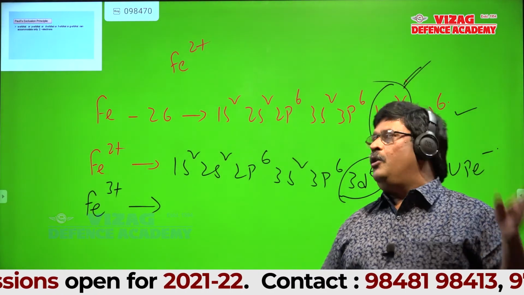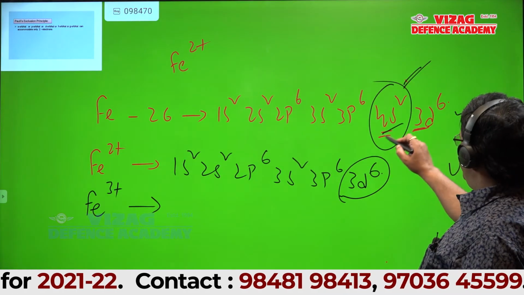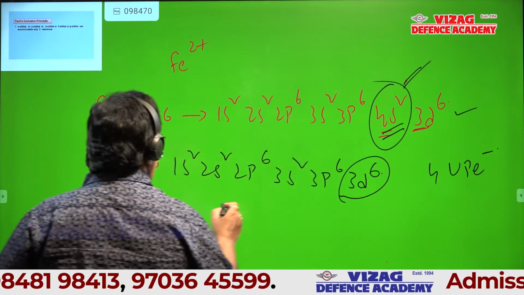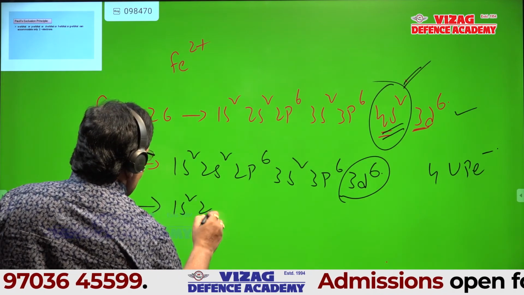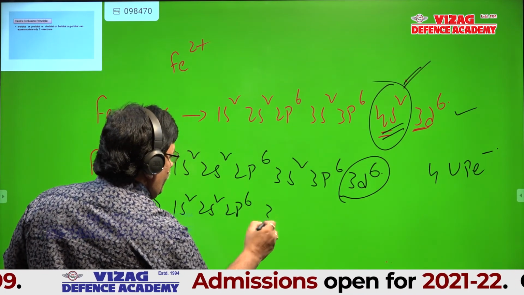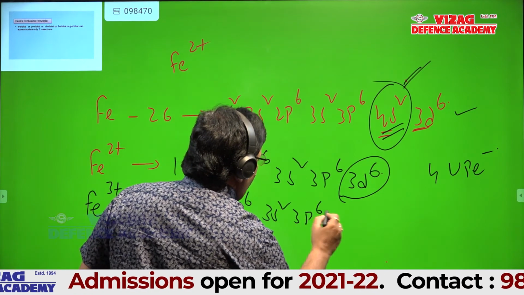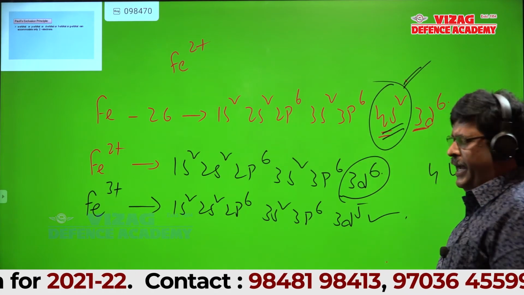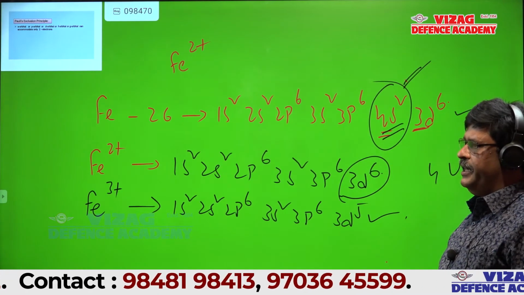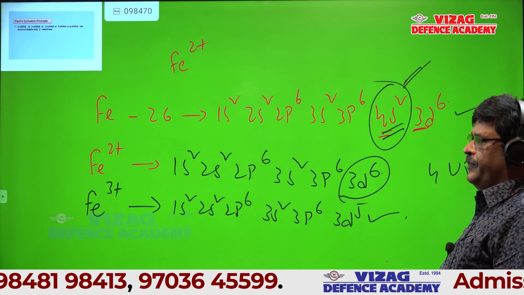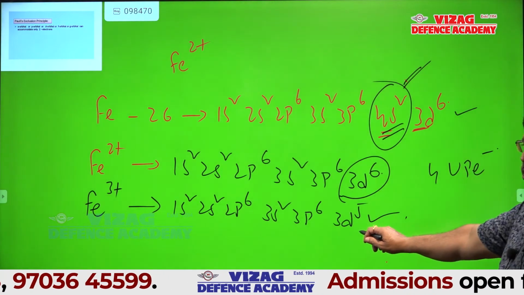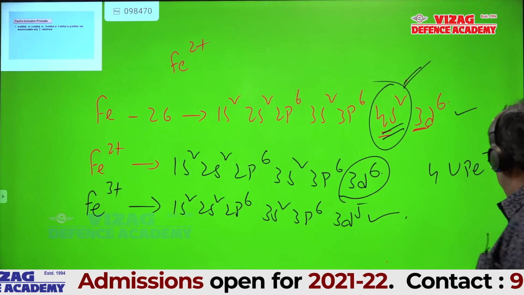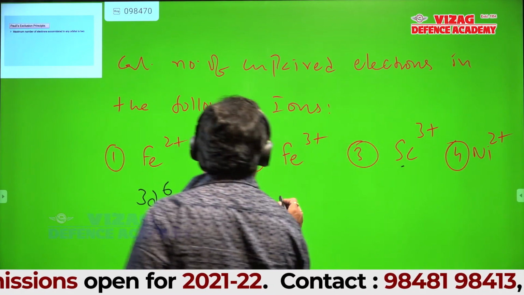Remove first 2 from the outer shell and 1 from 3d. Then it becomes 3d5. That is 5 unpaired electrons. Is this configuration okay for Fe3 plus? Yes, sir. Then it is 3d5.